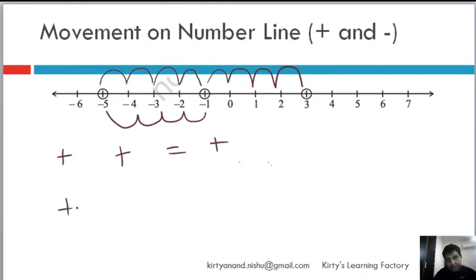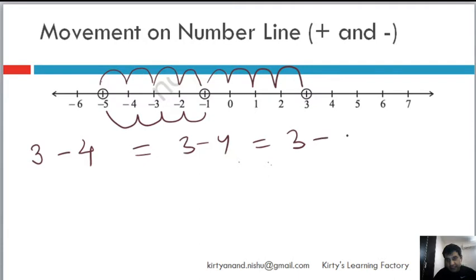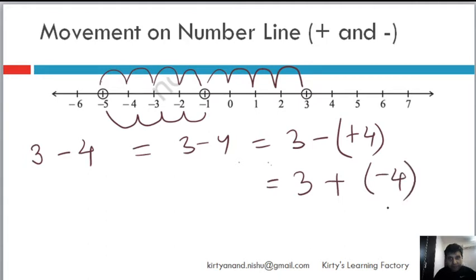Okay, if it is plus minus, so for example, what does it mean? Let me help you understand that, let me just write the summary. So if it is 3 minus 4, basically it will be 3 minus 4. Another way of writing it is 3 minus plus 4, and another way of writing would be 3 plus minus 4. Okay, so basically minus plus and plus minus will be minus. Understood?